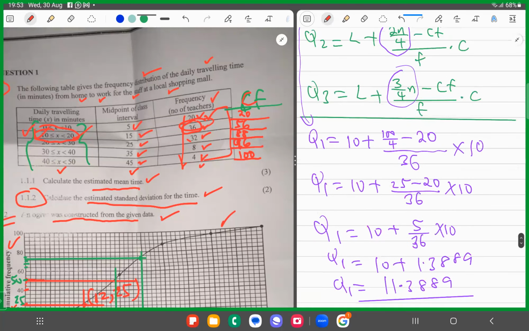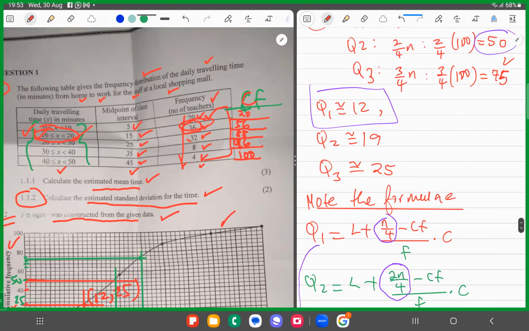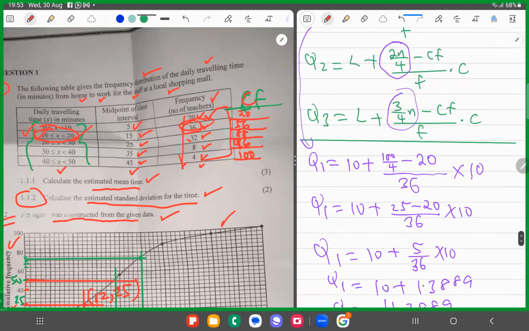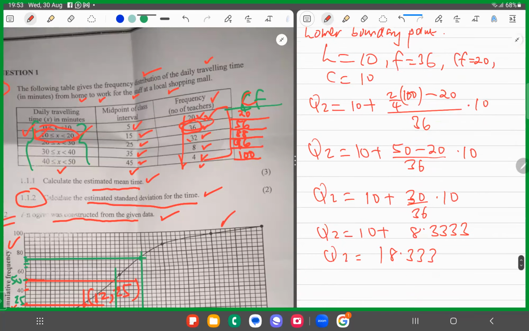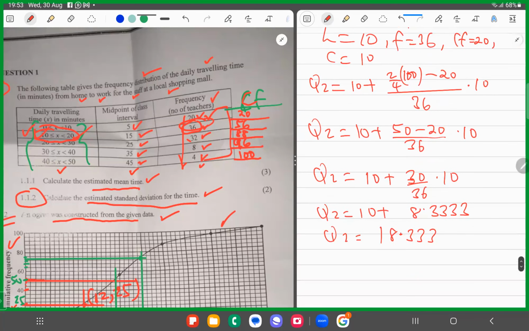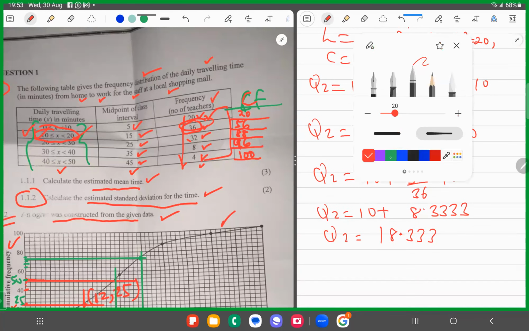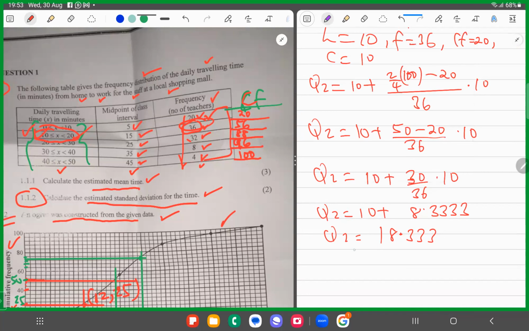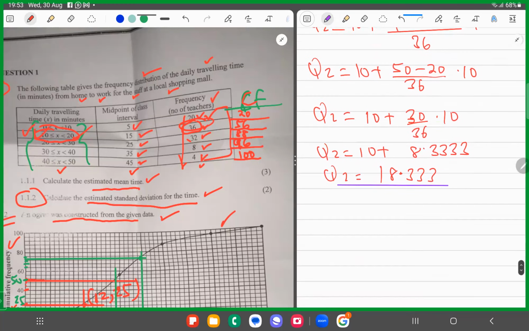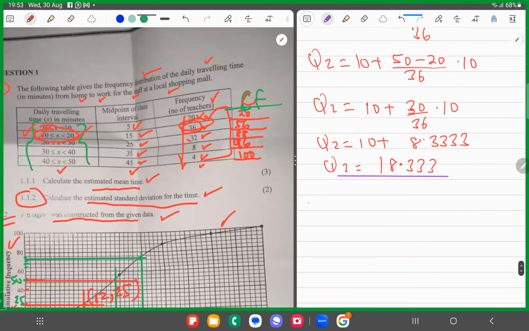We estimated Q2 at about 19, but a more accurate reading is obviously 18.33. We're looking at the statistical analysis here, so this is all rich statistics. Now we're going to look at Q3. I'm just going to do Q3 quite quickly.